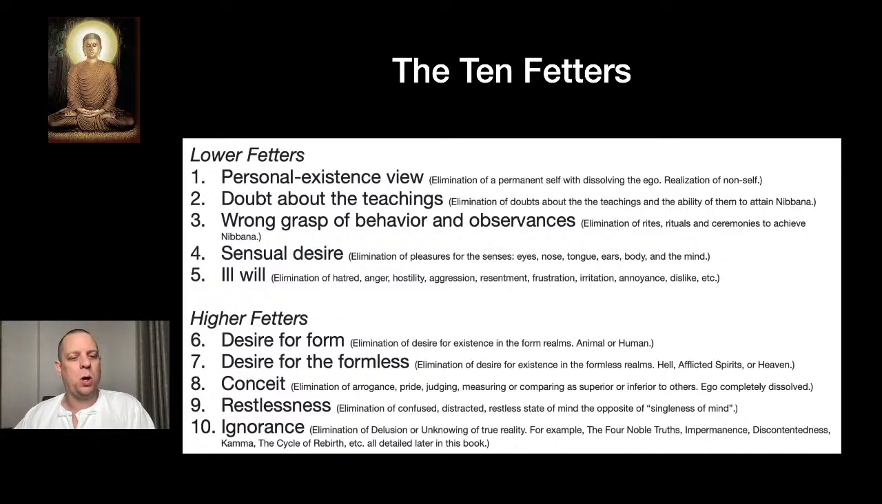This ninth fetter we call restlessness. This is like an overactive mind. This is like a confused mind. This is a restless state of mind. This is the opposite of singleness of mind. So if the mind is trying to multitask and doing multiple things at one time, the mind is very restless and it's very overactive. It's not having singleness of mind or one-pointed mindfulness, where it can just focus on one thing at a time.